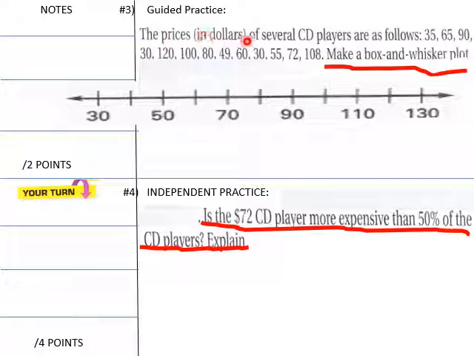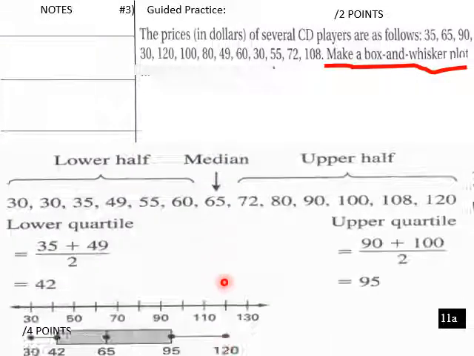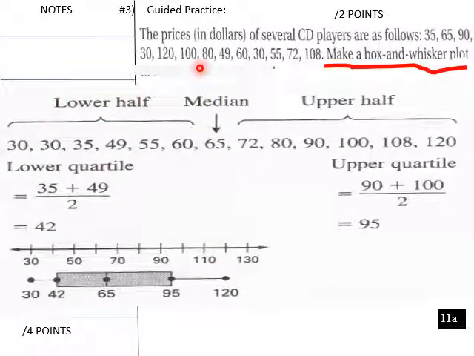Okay, guided practice. Price in dollars of CD players. Here they are. Make a box and whisker. Students, pay attention so you can respond to your independent practice in an acceptable manner. Here is our data that we have set out. We have a median here, 65. Here's our upper half. Here's our lower half.